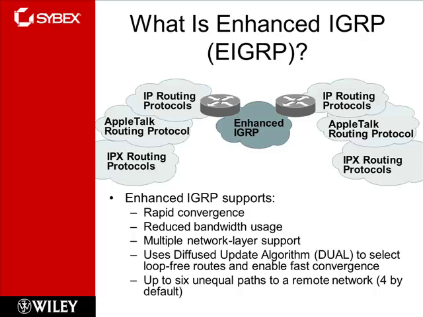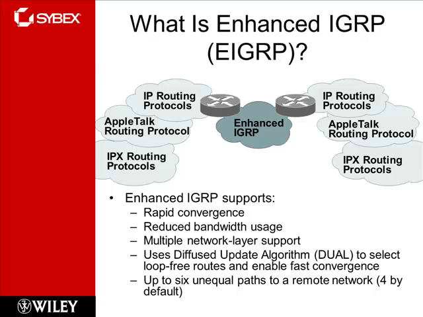Enhanced EIGRP, and this is the rapid convergence, reduced bandwidth usage, multiple network layer support. It uses, and this is a term you'll see, the Diffusing Update Algorithm, DUAL. This is just what it uses to calculate the routes. This is what makes it able to keep the backup routes. Just like in OSPF, the algorithm it uses is shortest path first, so DUAL is the algorithm. The Diffusing Update Algorithm selects loop-free routes and enables fast convergence.